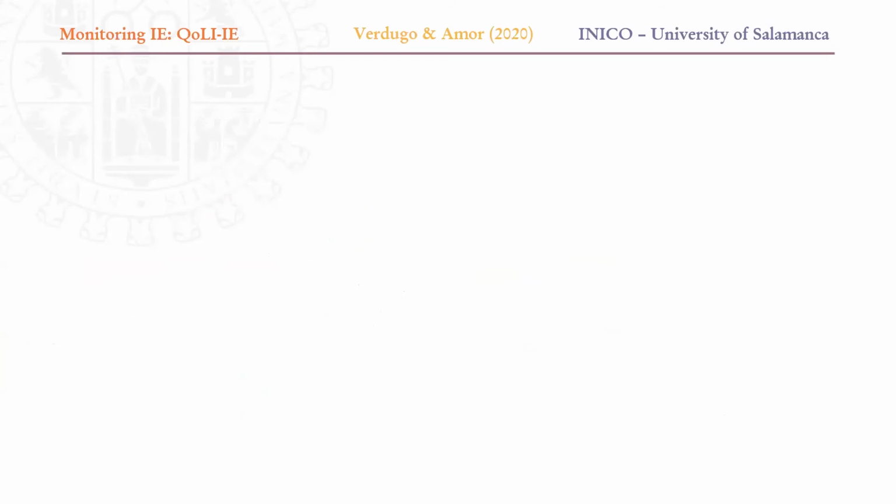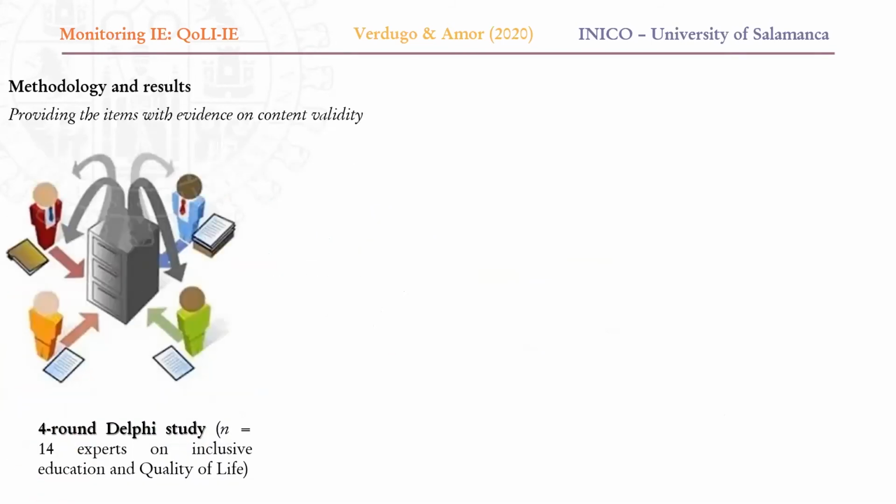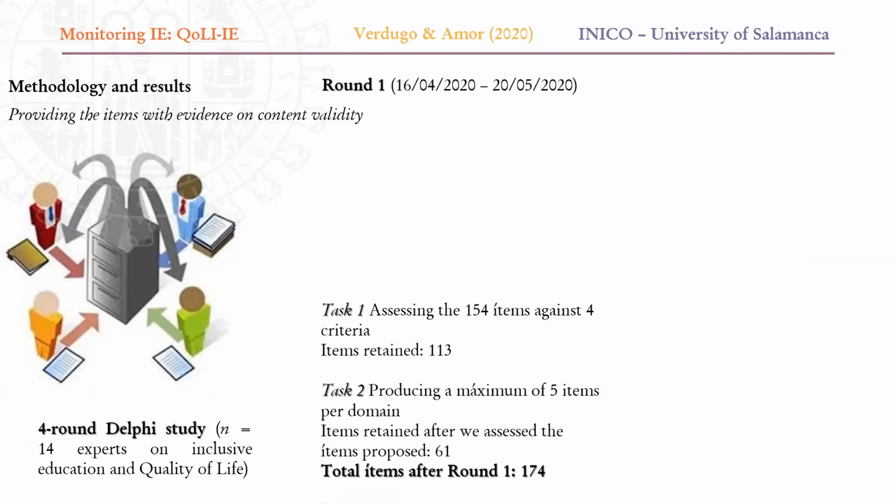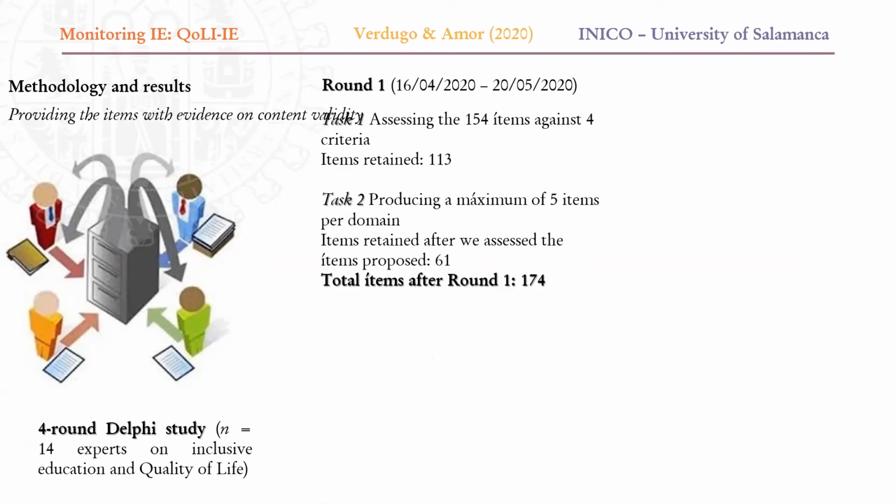And then we proceeded to provide the items with content validity. To do this, we followed a Delphi study with a group of 14 professionals. The Delphi study involved 4 rounds, and on each round, professionals had to do different tasks. Round number 1, professionals received an Excel page with the 154 items organized in the 8 quality of life domains. In the first task, they had to assess each one of the 154 items against 4 criteria.